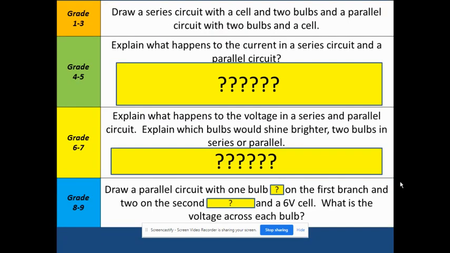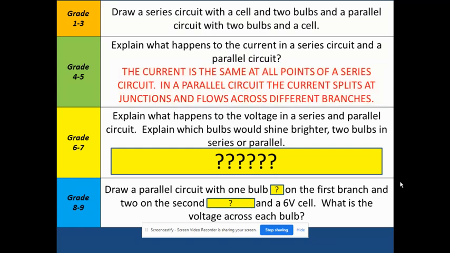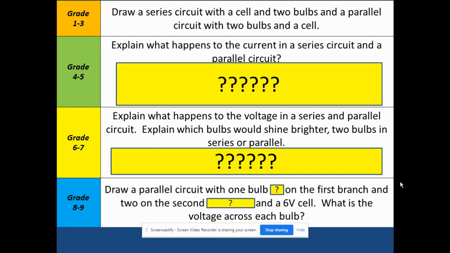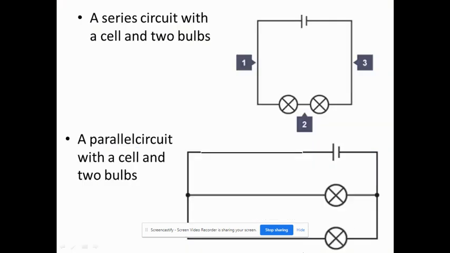So explain what happens to the current in a series circuit and in a parallel circuit. The current is the same at all points of a series circuit. Remember, there's only one path for the current to take, so it stays the same. In a parallel circuit, the current splits at junctions and flows across different branches. So if we go back to this slide here, some of the current will go down this first route, some of it will go down this next route.